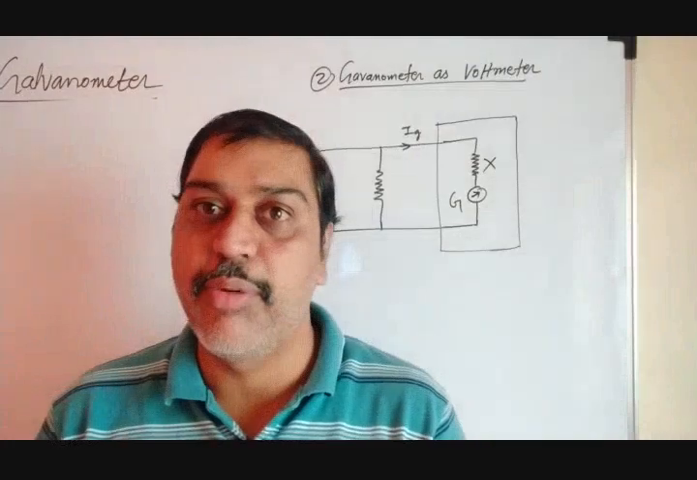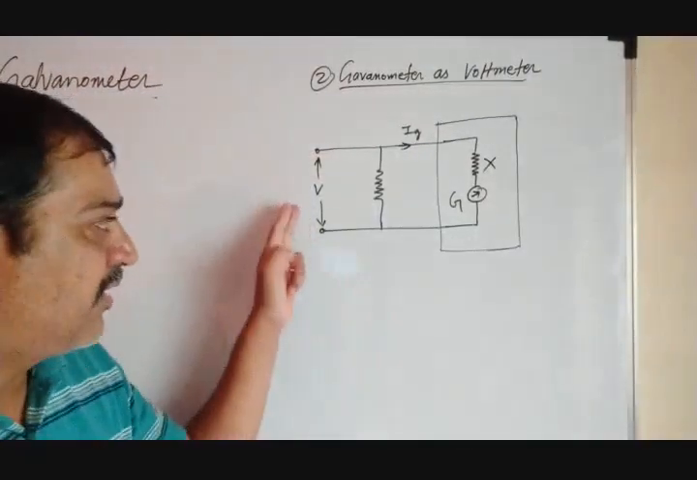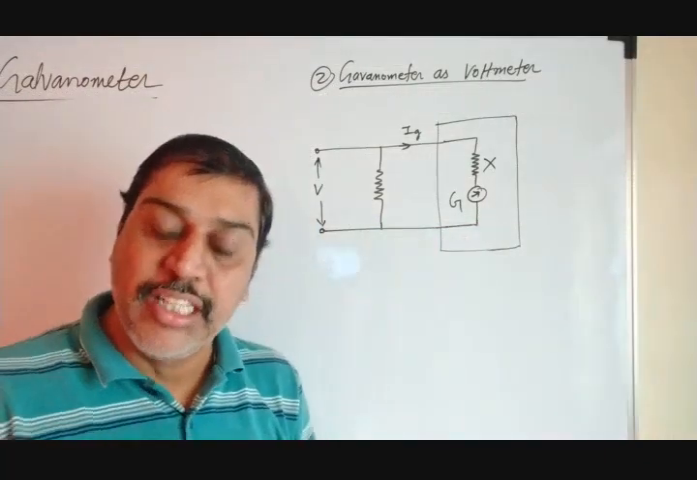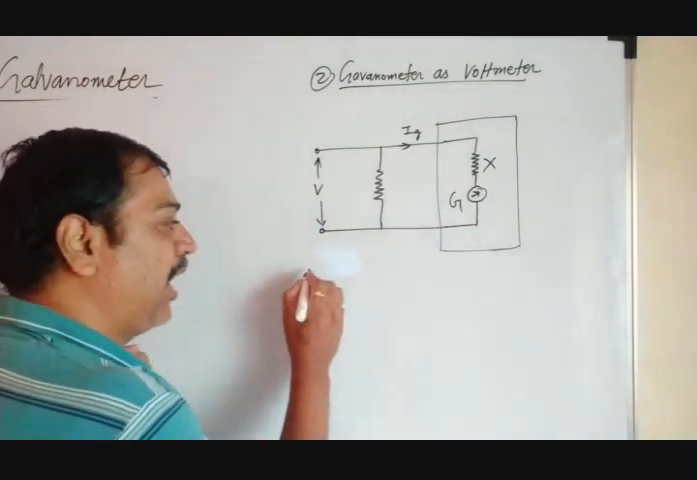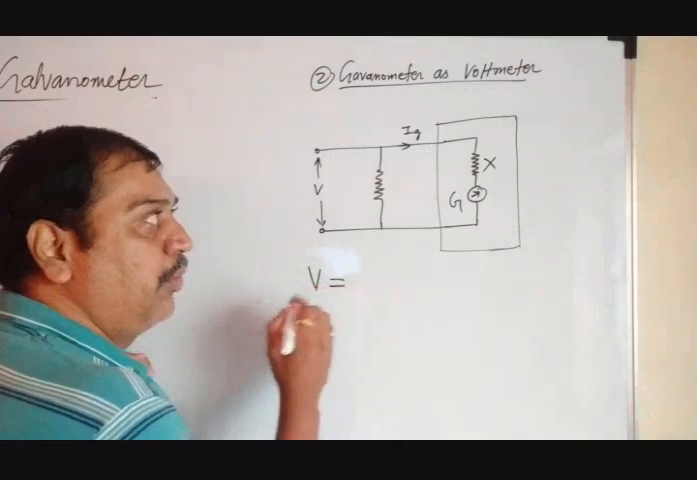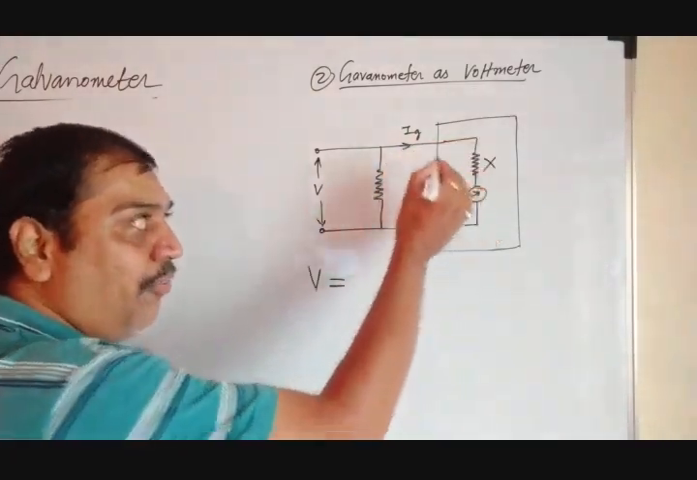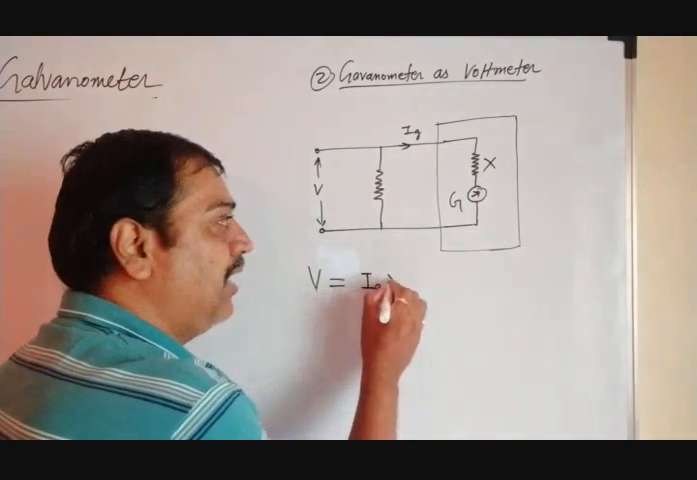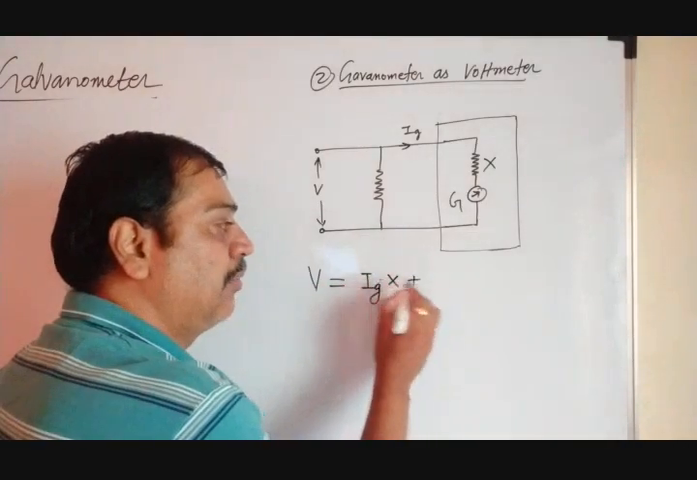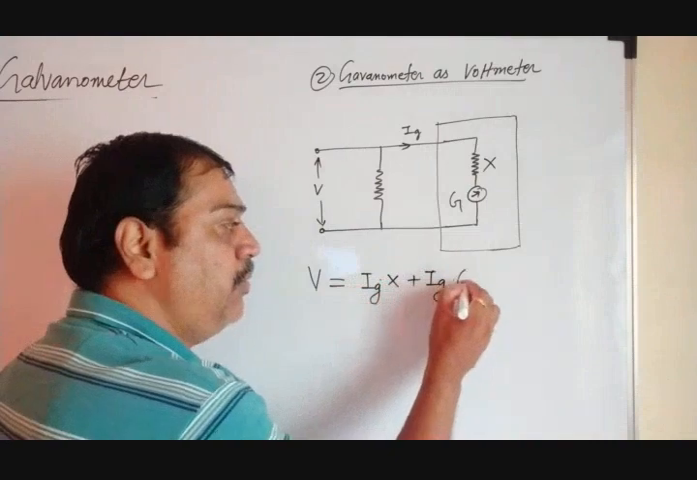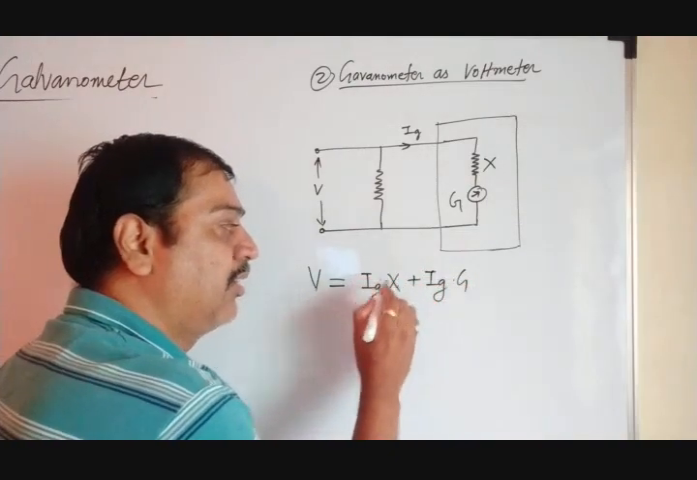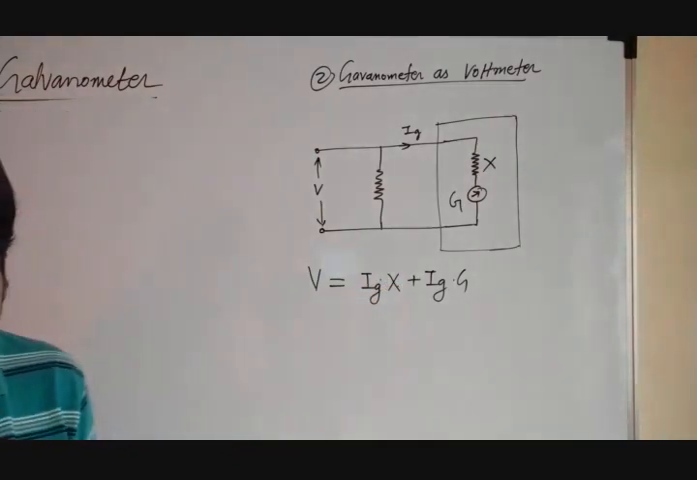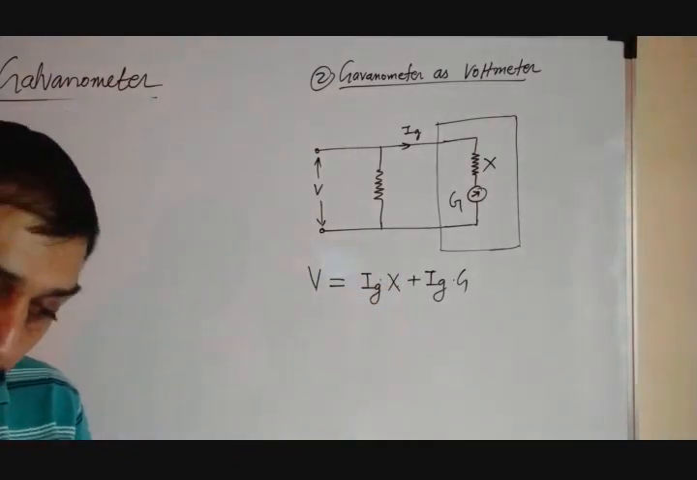So in this case, suppose the voltage applied between these 2 points is V, and that we want to measure it using a galvanometer. How can we measure? That can be measured by this method. We can write one equation. V equal to, suppose Ig is the current flowing in this branch. So V equals Ig into X plus Ig into G. This is X. Ig into X plus Ig into G. That gives us the voltage measured.